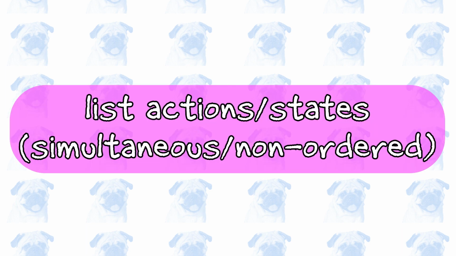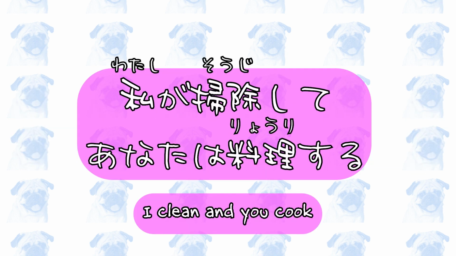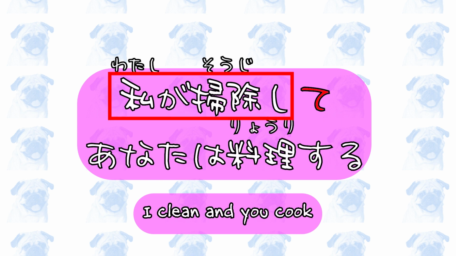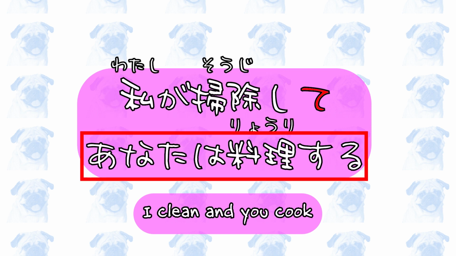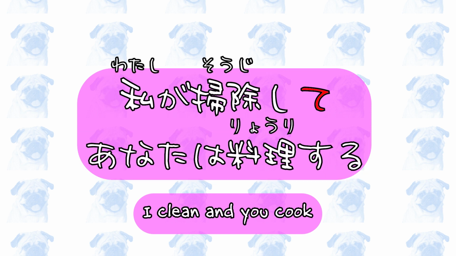2. The te form can be used to list actions or states simultaneously or in no particular order. For example, in the sentence, 私が掃除してあなたは料理する。Te combines two clauses. 私が掃除する, I clean, and あなたは料理する, you cook. This sentence indicates that these two actions happen concurrently, not one after the other.